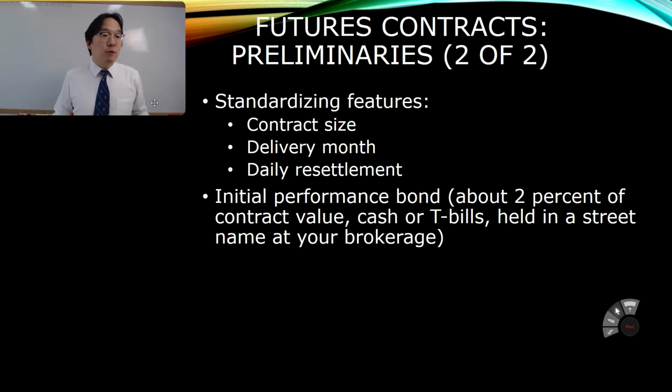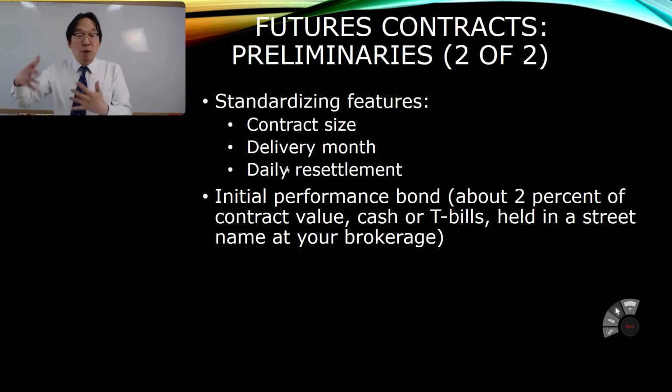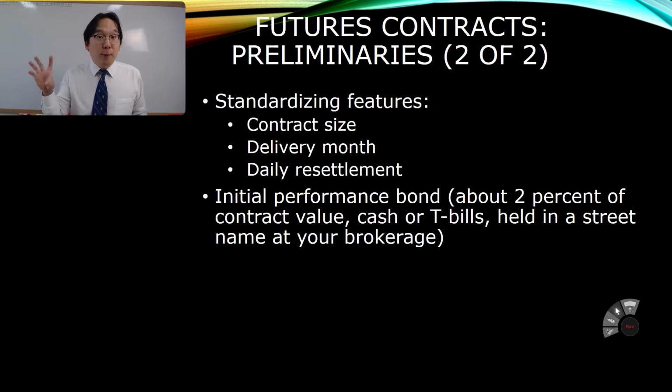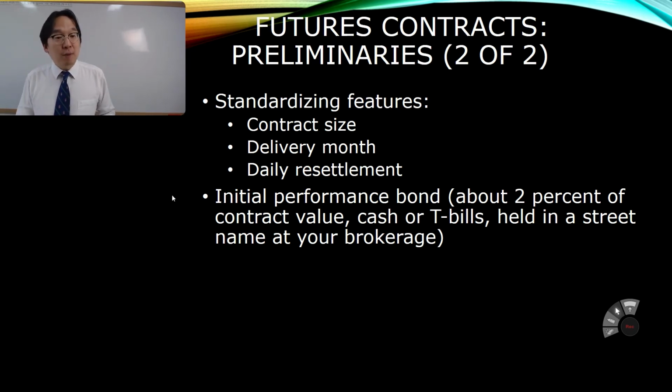Anyway, now the standardized features: contract size is standardized, and then delivery month, right? Maturity: 1 month, 3 months, 6 months, 9 months, right? 3, 6, 9, 3, 6. And daily resettlement is a feature, right? Every day you have to make sure you have enough balance as a performance bond or something like that. 2%, right? By the way, the initial performance bond is about 2% of contract value. Cash or T-bills could be there.